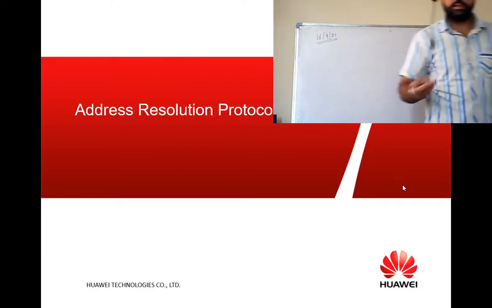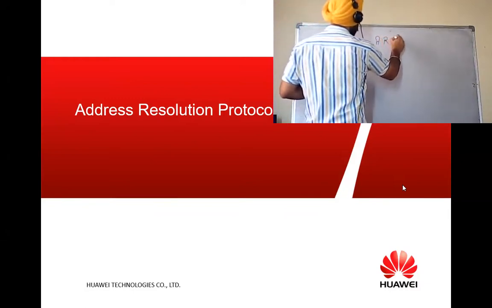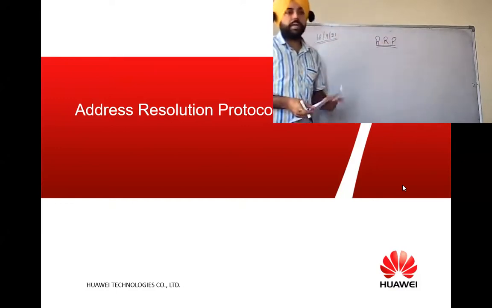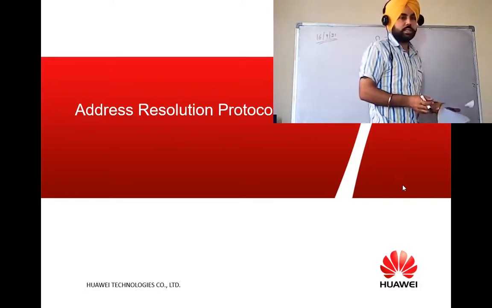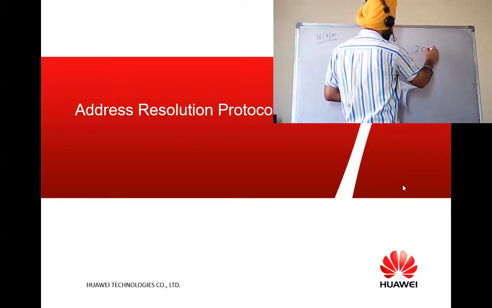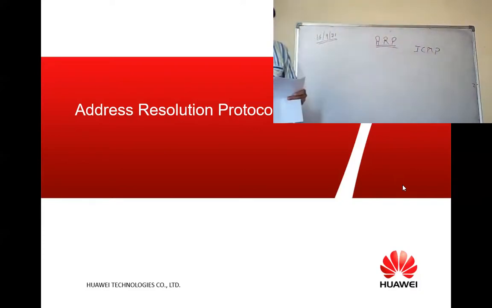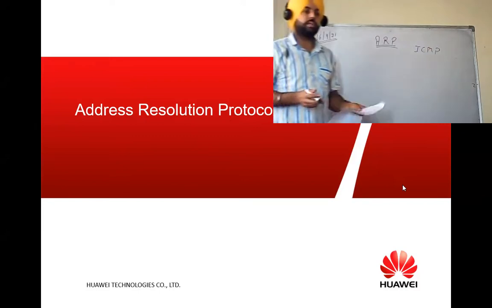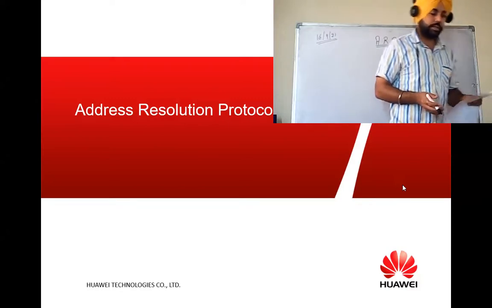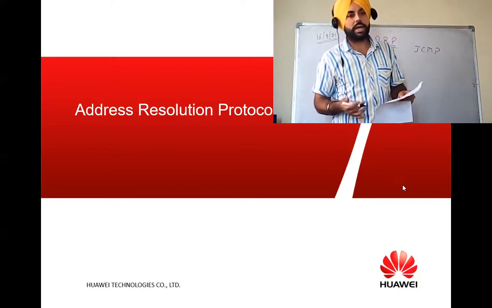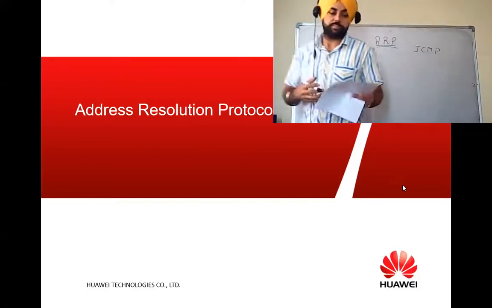Our next topic is ARP, that is Address Resolution Protocol. We discussed ICMP first, which is a Layer 3 protocol. Next is ARP, which is a Layer 2 protocol. In this you will understand how the MAC address is resolved and what the function of the ARP cache is.